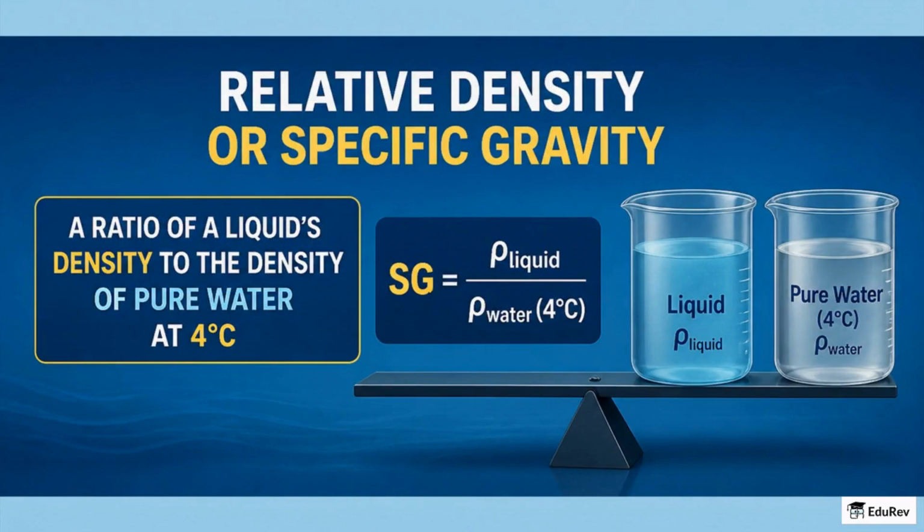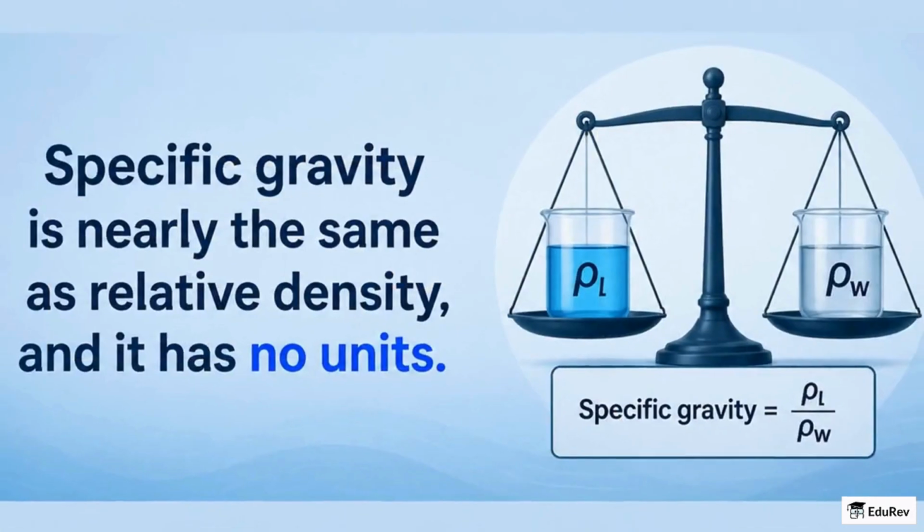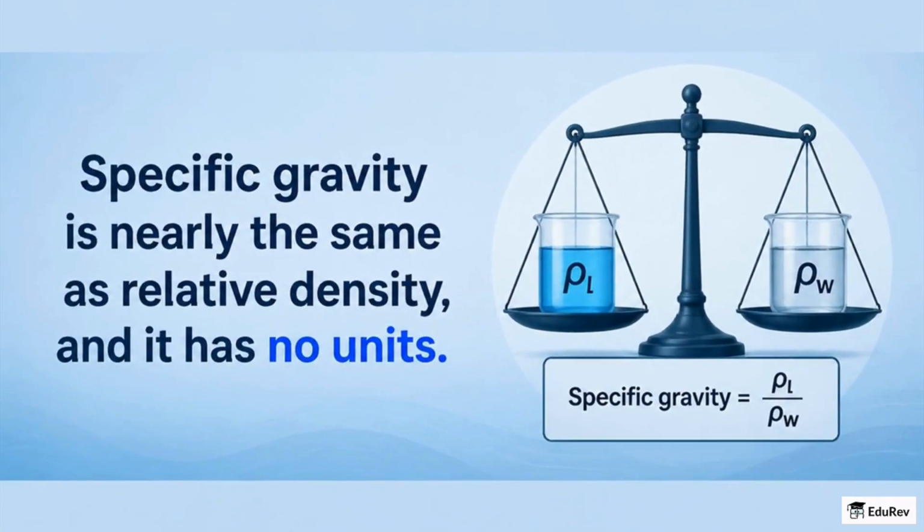Relative density or specific gravity is a comparison number. It is the ratio of a liquid's density to the density of pure water at 4 degrees Celsius. Specific gravity is nearly the same as relative density, and it has no units.